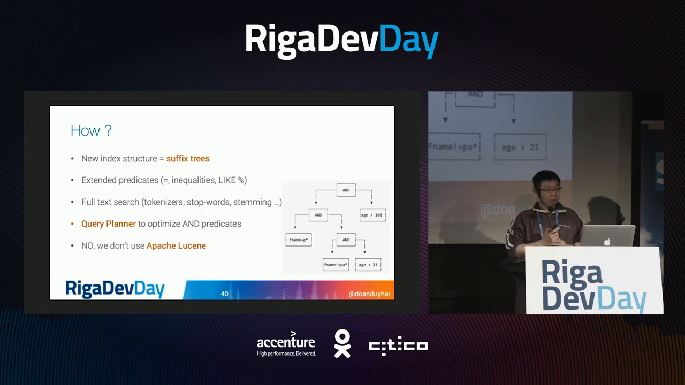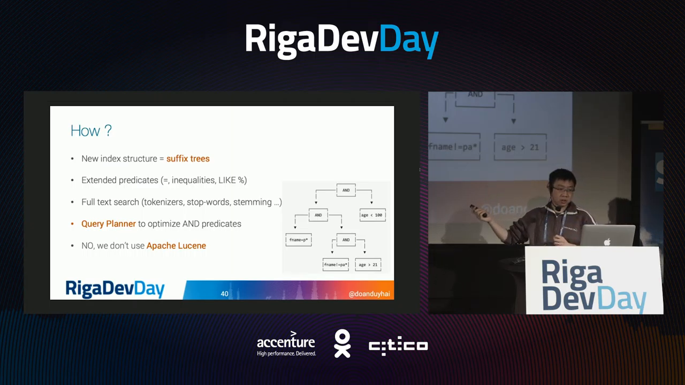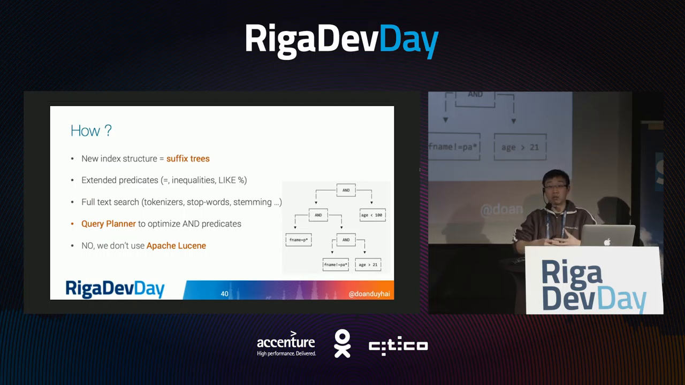So now, this new index proposes a new index data structure, which is suffix trees, for those who know, to be able to search text values. They also extend the predicate. Now we support equality, inequalities, and LIKE percentage, like in SQL, for full text search. And for full text search, you can also define tokenizer, stop words, stemming, like what Apache Lucene does.